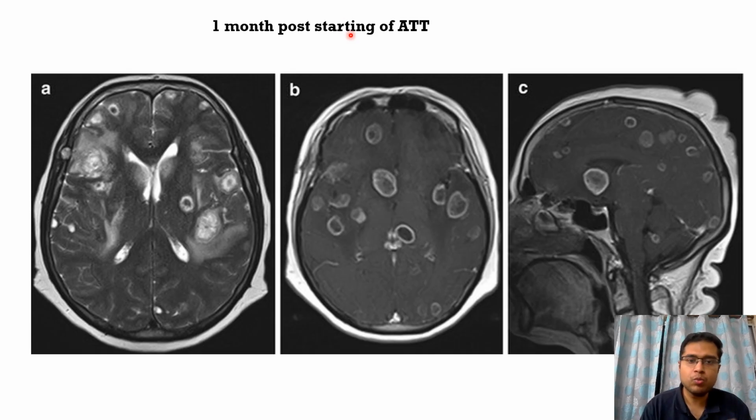This is the picture 1 month post starting of ATT or anti-tubercular treatment, where we can see multiple ring enhancing lesions with perilesional edema in bilateral cerebral and cerebellar hemispheres. What do you think has happened post this treatment? The infection has flared up, and there are so many infective granulomas seen in the brain parenchyma. So either we can think of an alternative diagnosis other than tuberculosis, or we can think of another condition which can cause this in a retropositive patient.